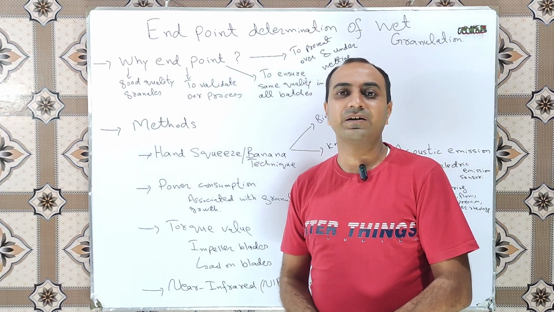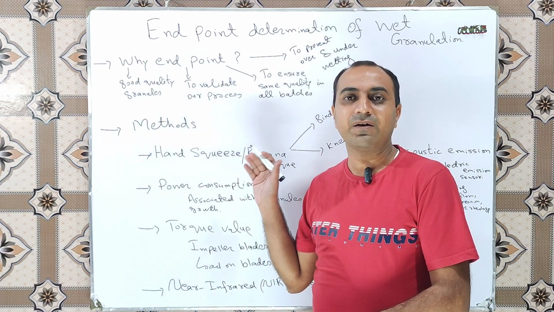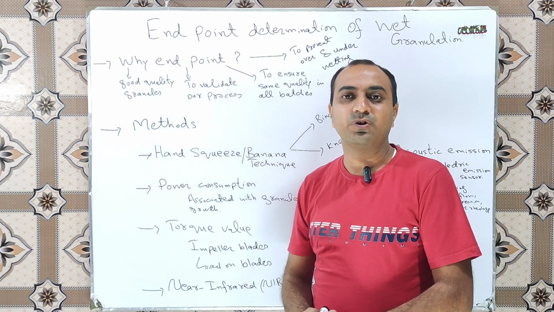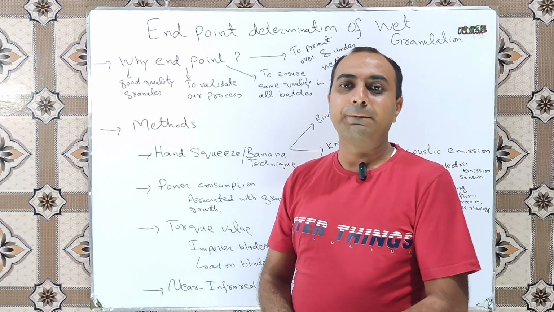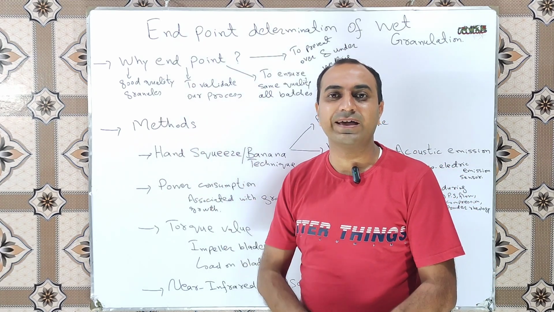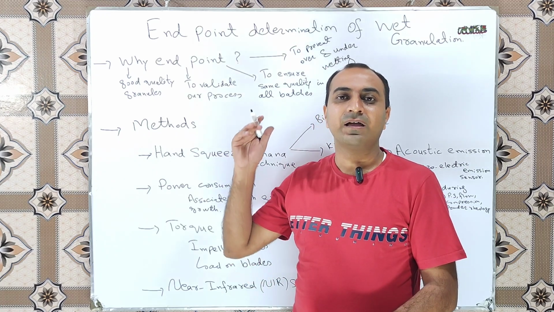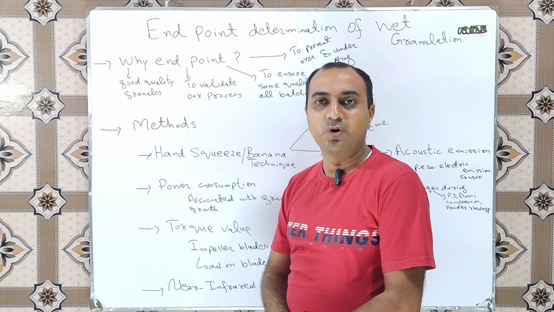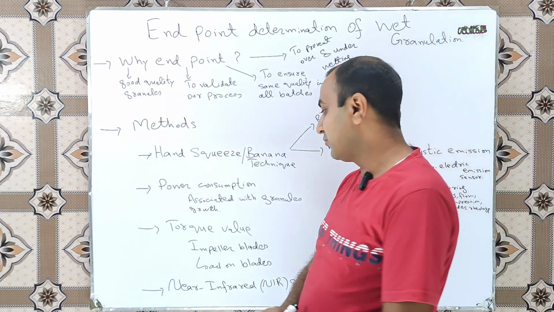The next method is the torque value method. In the torque value method, in the same way, most of the RMGs with advanced technology are equipped to display the torque value on the HMI. The torque on the impeller blade is displayed on the HMI of the RMG, and when we are assured that our granulation is achieved, then this torque value is noted down and we validate our batches against these torque values.